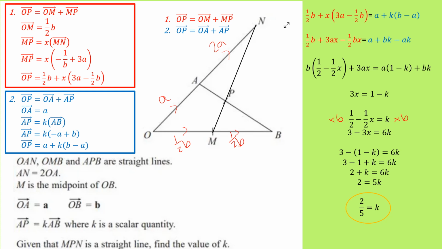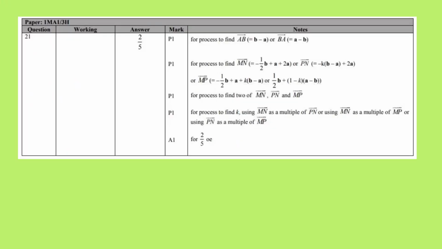So there was a lot going on in that. It was quite a lot of working, and most of the hard work was in figuring out that you needed to create equivalents, and it was a tricky piece of algebra. So if we look at the mark scheme, okay, so we can see that the answer is 2/5.